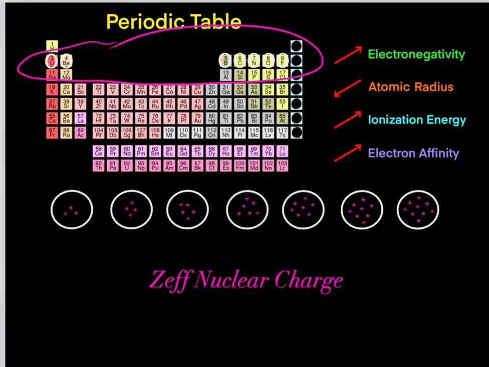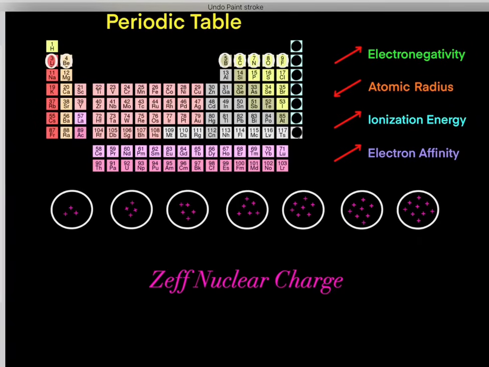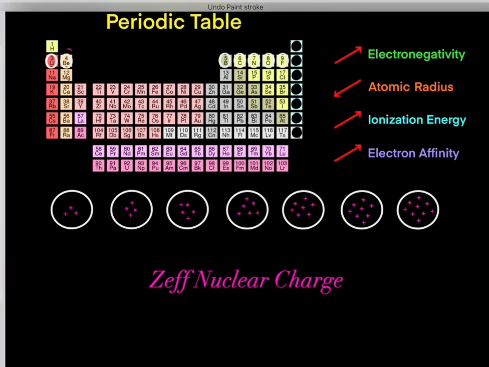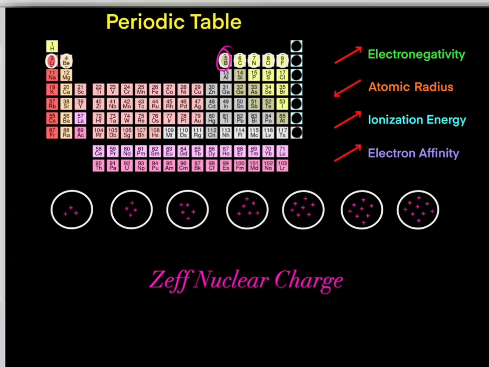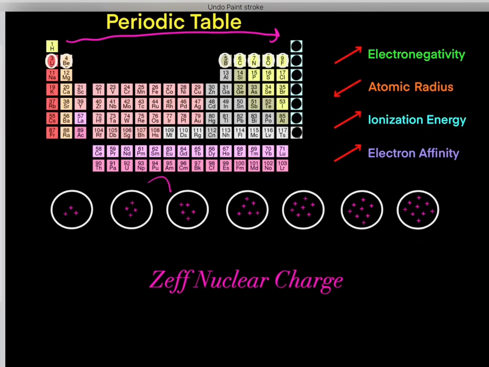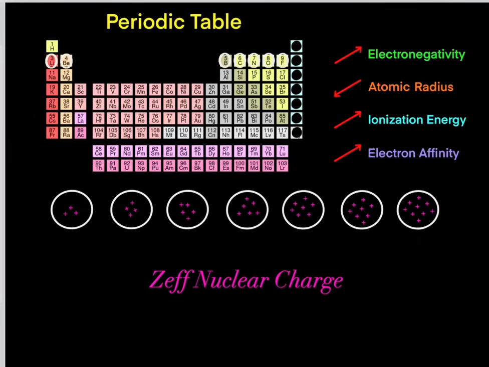So let's analyze these particular elements. Let's draw these elements down here. We know as we go to the right in the periodic table, we're getting more and more protons. For example, lithium has 3 protons, beryllium has 4 protons, boron has 5 protons, and so on. So as we go to the right, we get more of these positively charged protons. Therefore, it makes sense that these elements over here on the right are going to have a very positive Zeff nuclear charge. However, these elements over here are going to have a very weak positive Zeff nuclear charge.